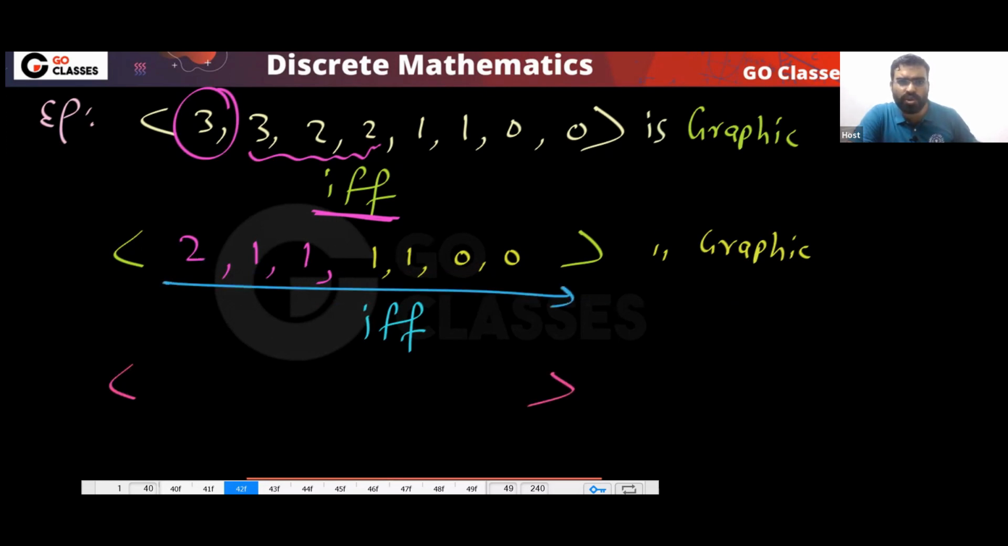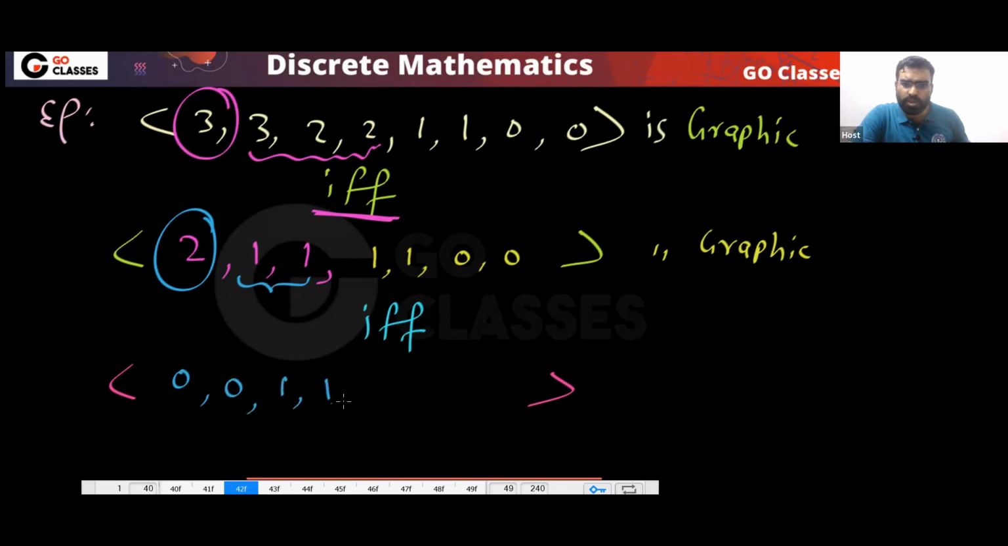Is this in the decreasing order? Yes, this is in the decreasing order, because this is very important. So let's delete the first, and from the next two vertices, I will delete 1 from each. This is graphic. Now you can stop here.